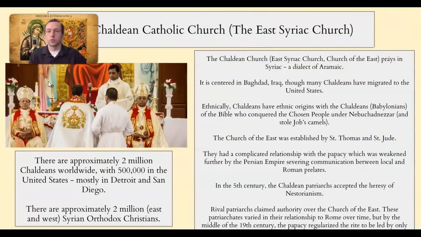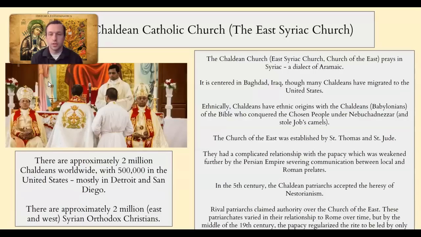The Chaldean Church prays in Syriac, once again a dialect of Aramaic. Today it is centered in Baghdad, Iraq, although many Chaldeans have migrated to the United States, especially in the Detroit area and San Diego. It is centered in the Cathedral of Our Lady of Sorrows in Baghdad. Ethnically, Chaldeans have origins with the Chaldeans or Babylonians of the Bible, who conquered the chosen people under Nebuchadnezzar and, of course, stole Job's camels in the book of Job.